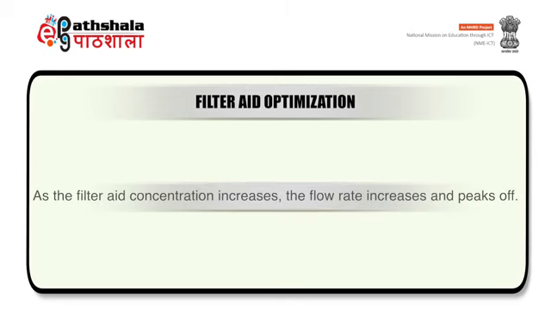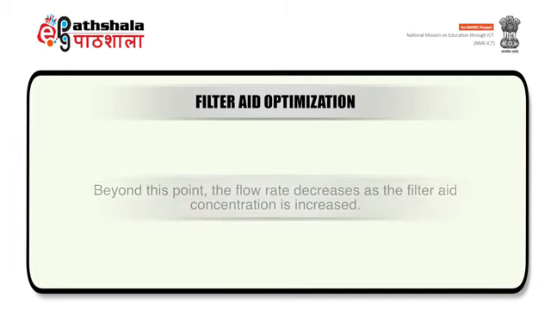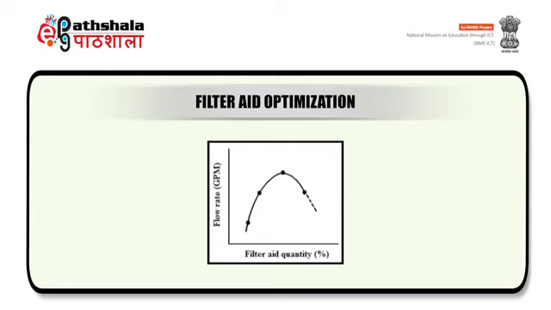Now comes the filter aid optimization. As the filter aid concentration increases, the flow rate increases and peaks off. Beyond an optimum quantity, the flow rate decreases as the filter aid concentration is increased, as depicted in the graph which is being shown on your screen.